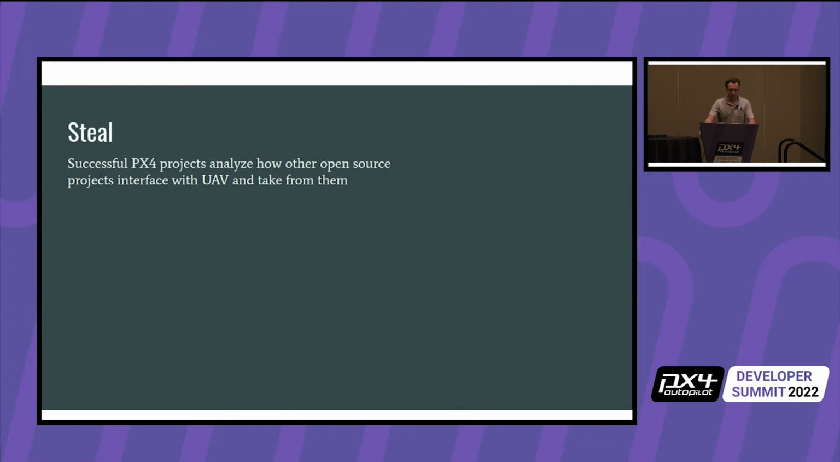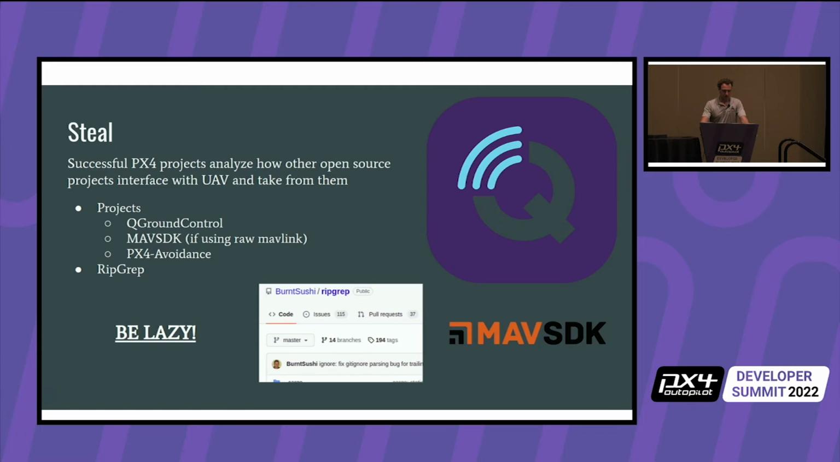Steal. Successful PX4 projects analyze how other open source projects interface with the UAV and take from them. So projects such as QGroundControl, MAVSDK, PX4 avoidance, you should leverage these as much as possible. And if you have an issue with them, then what you should be doing is implementing that new feature or bug fix or whatever and pushing that back up to the cloud.